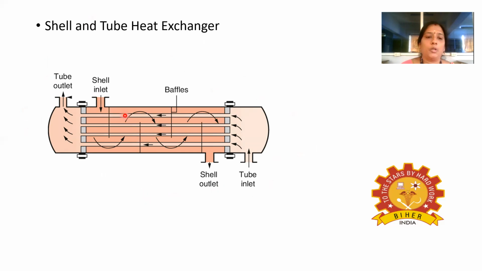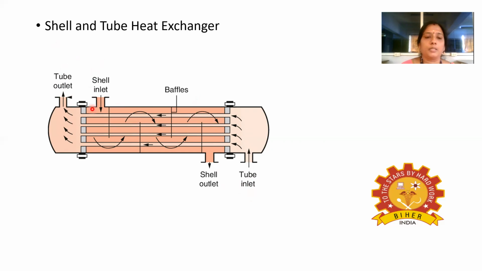Here these are called tubes. These are tubes, and these tubes are fixed in the tube sheet. This is the tube sheet. In this tube sheet only, these tubes are fixed. So tubes are fixed in the tube sheet, and this is the tube inlet. Whatever fluid has to be passed into the tube will be passed through this tube inlet, and this is the tube outlet.